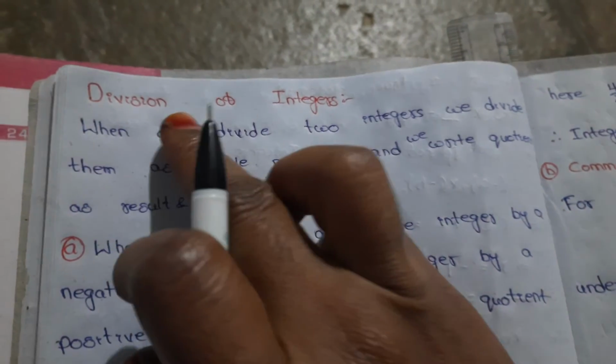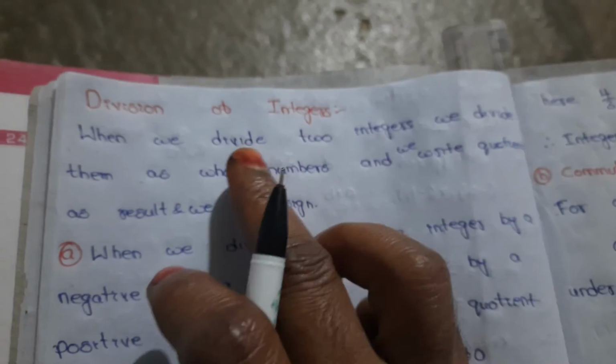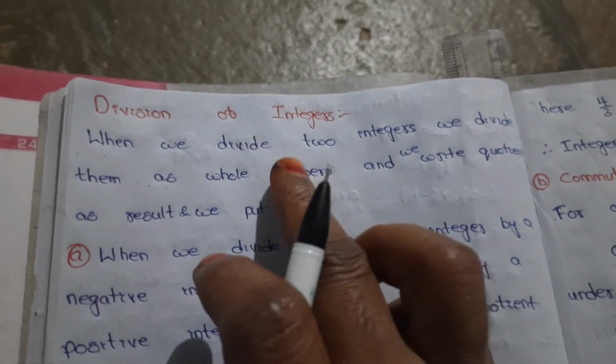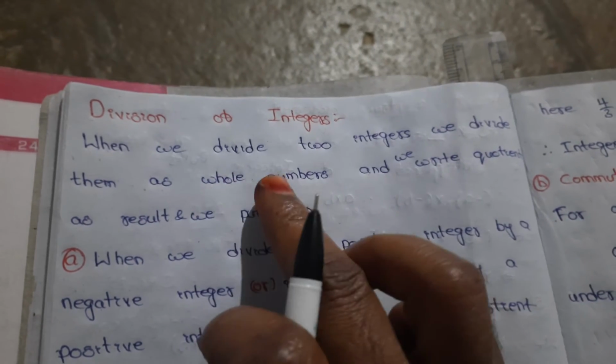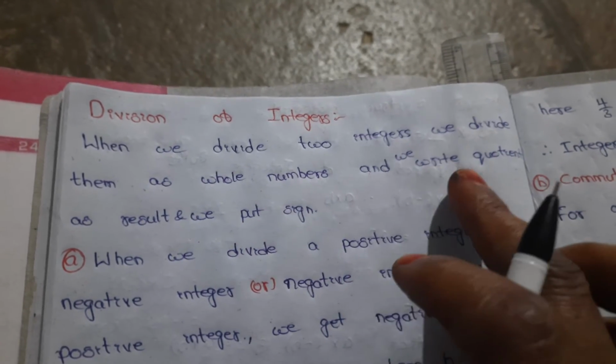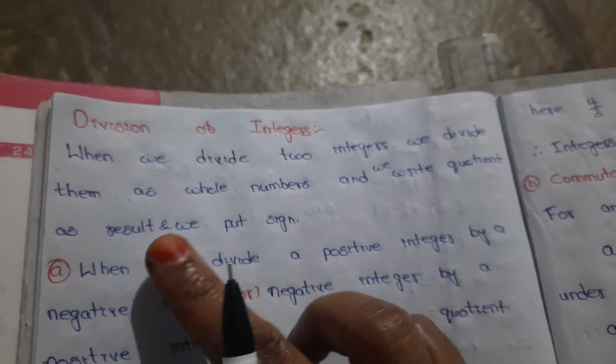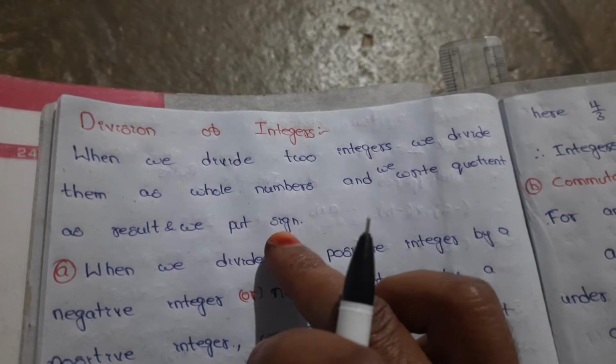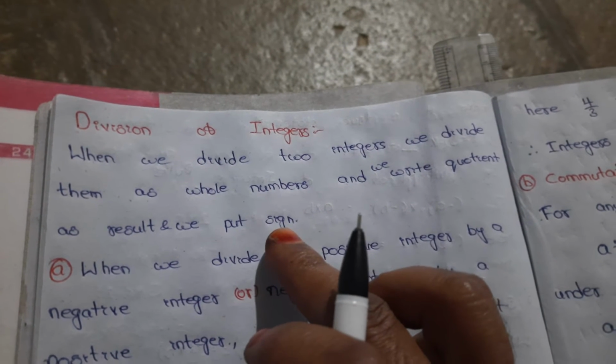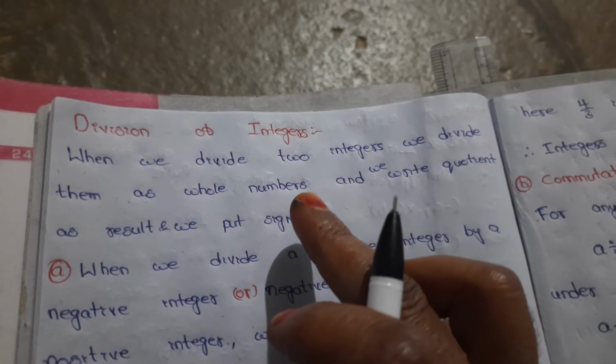To discuss division of integers. When we divide two integers, we divide them as whole numbers and we write the quotient as the result, and then we put the sign of the result depending upon the integers we have taken.